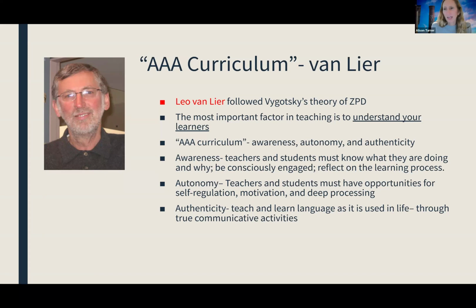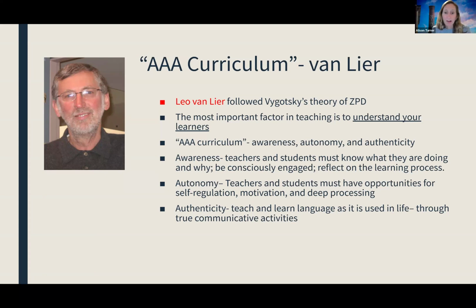And I certainly agree. I think that it is the number one thing for you to know about your students, starting with their names and being able to pronounce their names correctly, knowing where they're from, then knowing their funds of knowledge, like we just discussed, knowing their current levels of proficiency and their zone of proximal development, right? So AAA stands for awareness, autonomy, and authenticity.